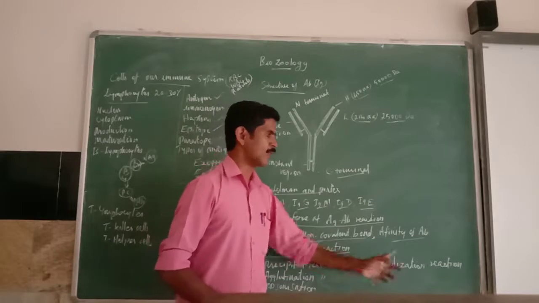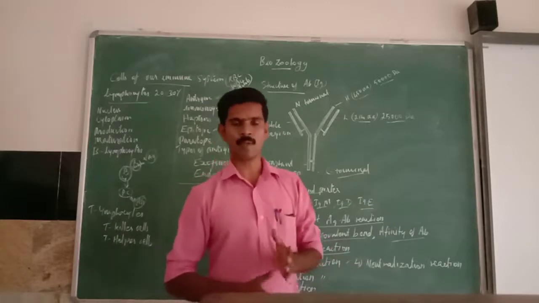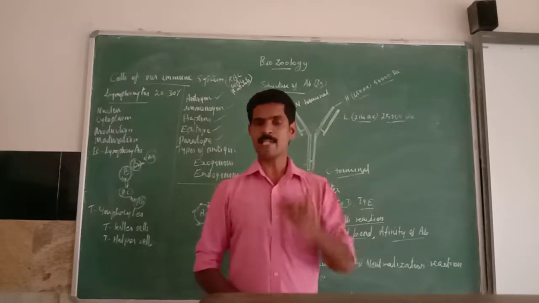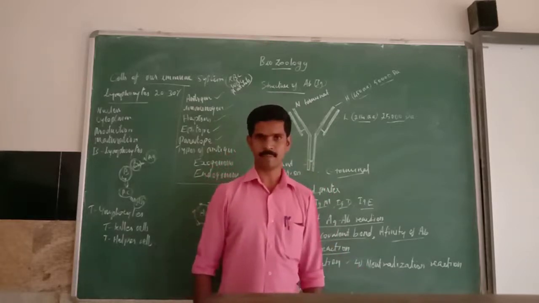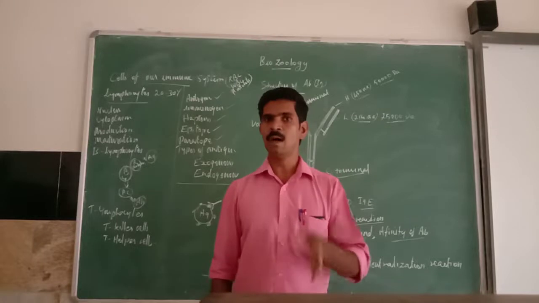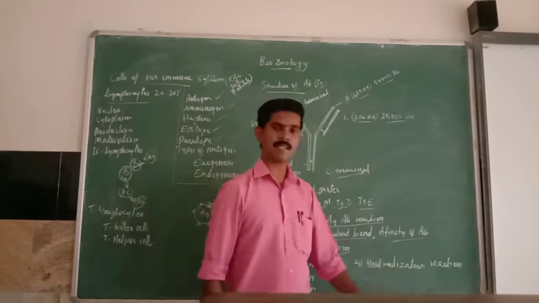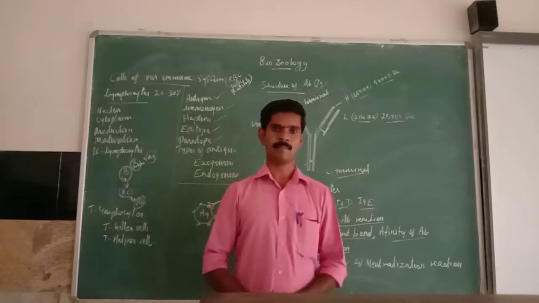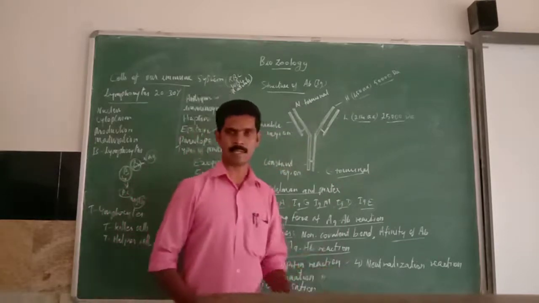And the last reaction is called neutralization reaction. In this reaction, the harmful effect of the microorganism or the antigen is eliminated, reduced or neutralized by the antibody. So this reaction is called neutralization reaction, and this antibody is called antitoxin. Understand, my dear students? So now we complete our important 3-mark question: types of antigen-antibody reaction.